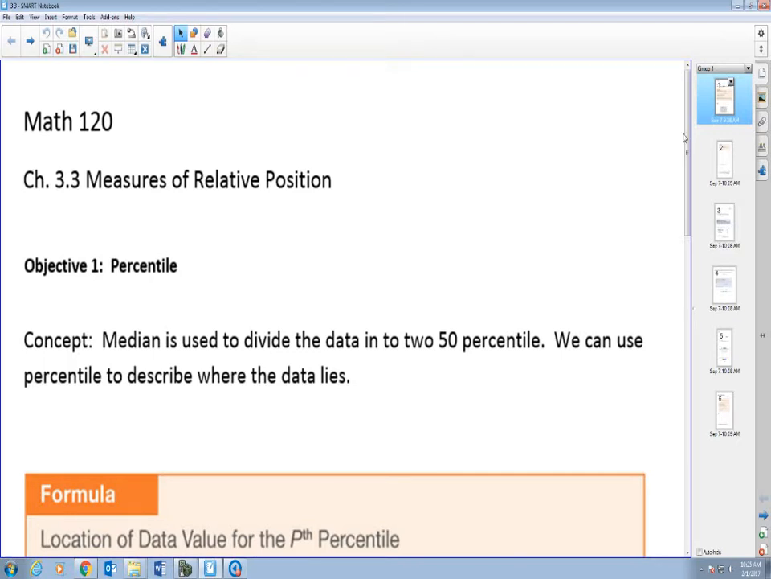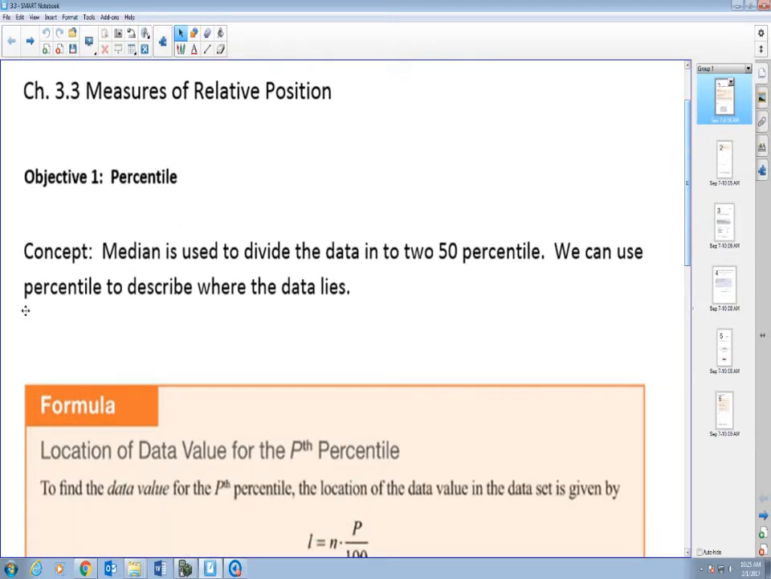The first objective I want to go over is percentiles. A couple lecture videos ago, we talked about something called the median, what lies in the middle. So if the median is what lies in the middle, that means that numerical value is used to divide the data into two 50 percentiles, because this number is what lies in the middle. So it divides your data up.